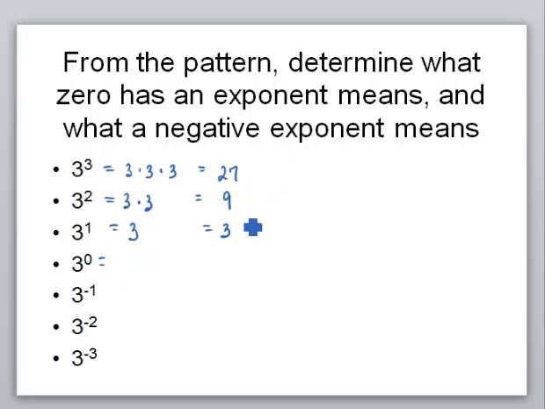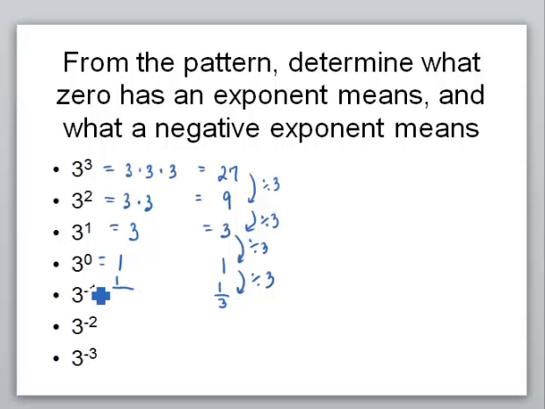Well, look at the pattern here. Really what we're doing is we're dividing by 3 every time. So 27 divided by 3 is 9. 9 divided by 3 is 3. And if I take this and divide by 3 again, 3 divided by 3 is 1. So that means 3 to the 0 power is 1. Then if you continue this pattern, you divide by 3 again, you end up getting 1 divided by 3, which is a fraction of 1/3.